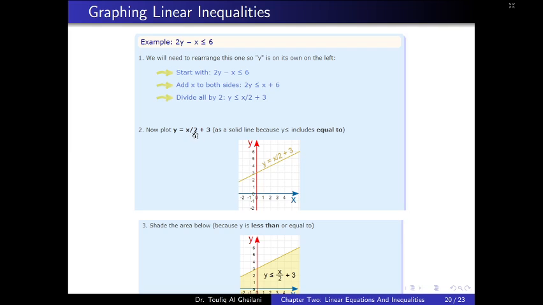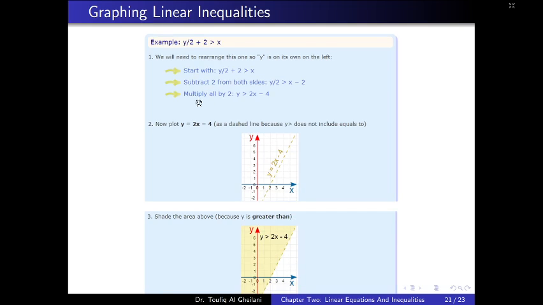When x equals 0, y will be 3. When y equals 0, x will be minus 6. So we draw the line. Now should I shade below the line or above the line? Below the line, because it is less than here. This is the solution set.